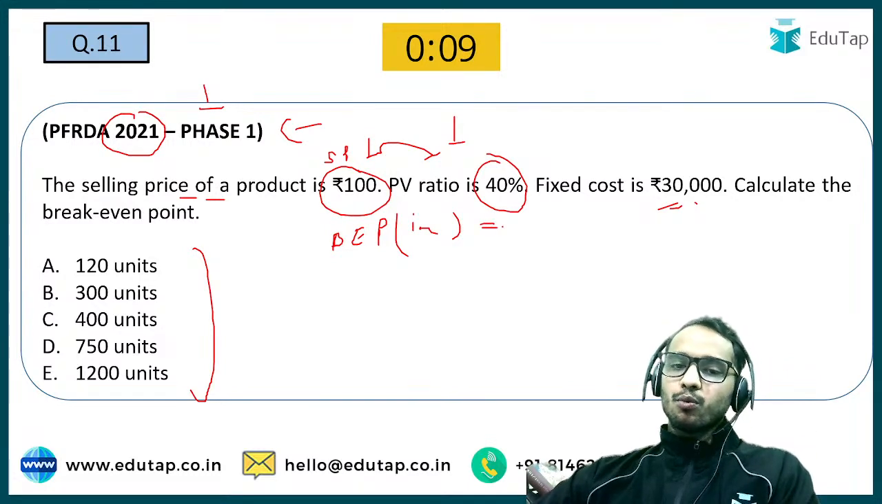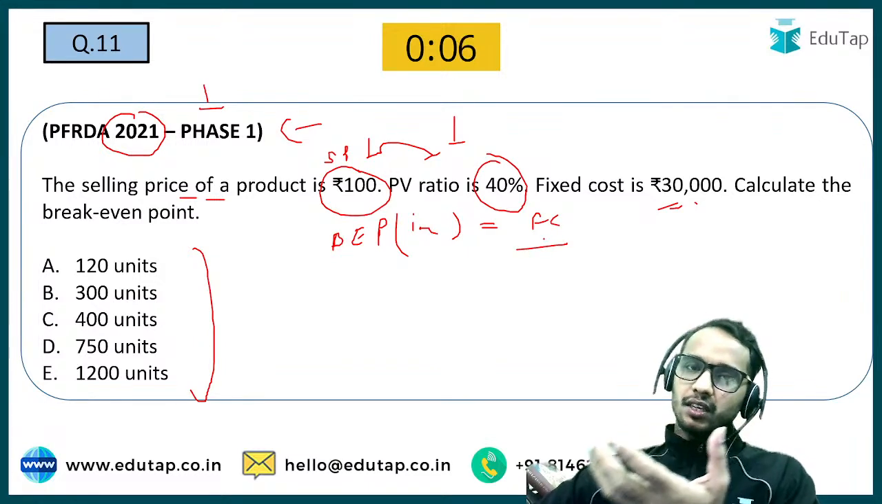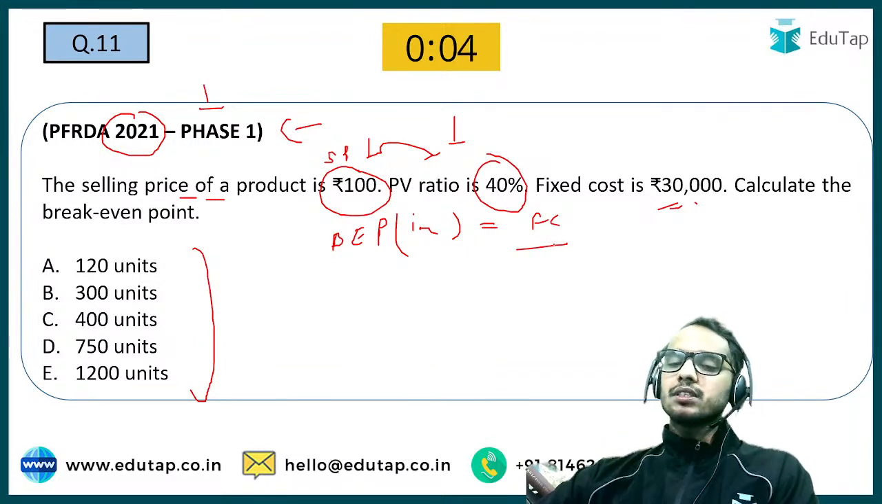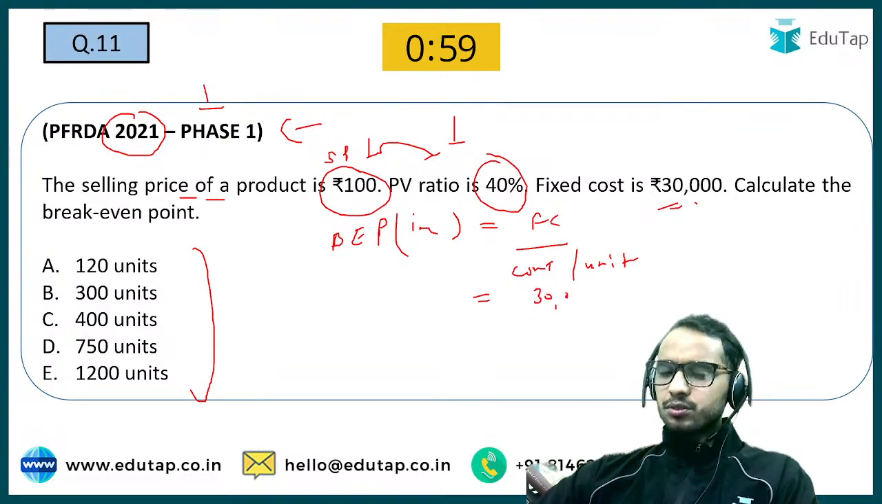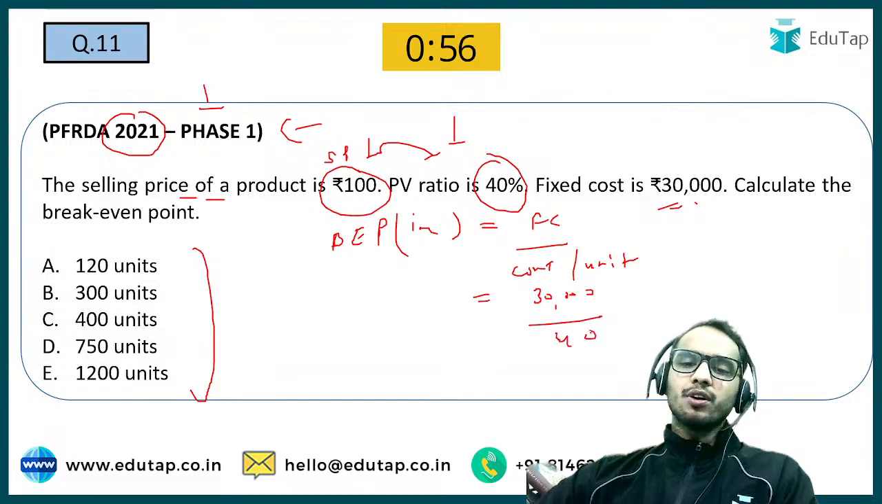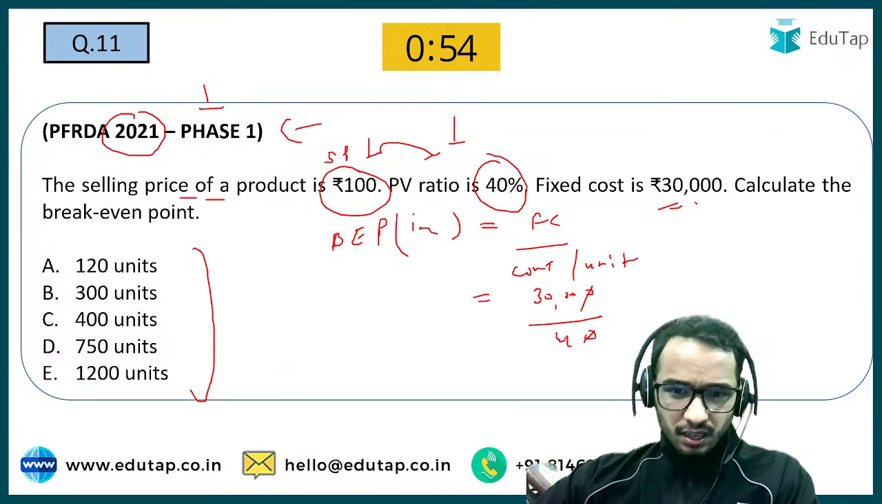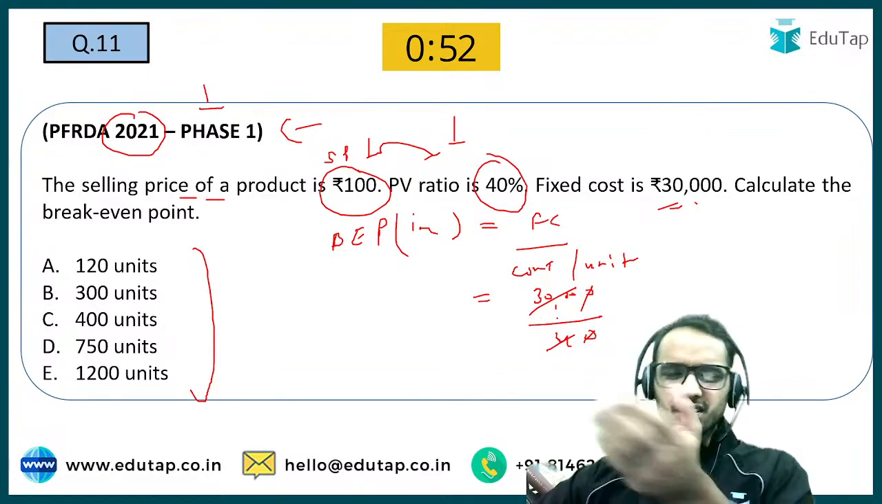BEP in units. What is the formula? We have derived this formula, right? Fixed cost divided by contribution per unit, isn't it? So fixed cost we have, I think, 30,000. Contribution per unit is 40. Nothing very technical here. So you can calculate. Now you calculate 3,000 divided by 4.